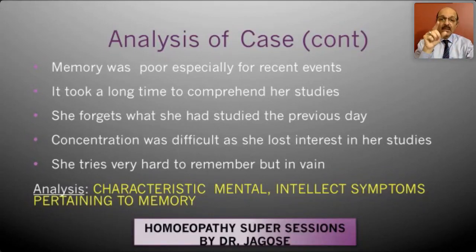So in this, the symptom belongs to the intellect. So we are getting characteristic mental intellectual symptoms pertaining to memory. Under mentals, we are getting under intellect, pertaining to memory. Therefore, we are writing characteristic mental symptoms pertaining to memory.